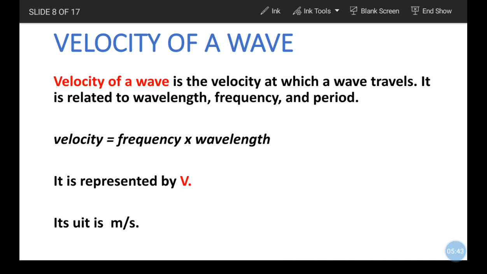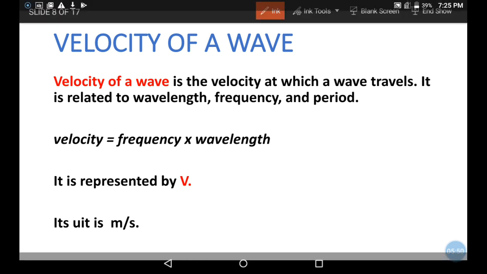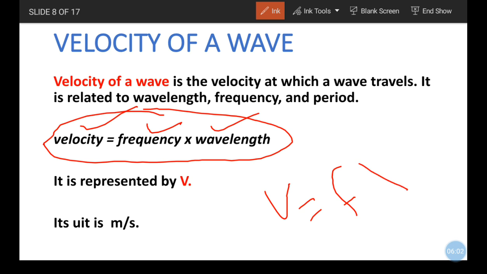So here there is a relation between the velocity, frequency and the wavelength. Velocity of the wave is equal to frequency of the wave multiplied by wavelength. V is equal to f lambda. So from this formula, if we have the frequency of the wave and the wavelength of the wave, then we can find its velocity. Velocity is represented by V and its unit is meter per second.